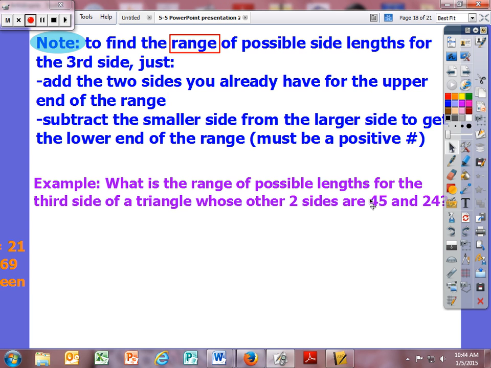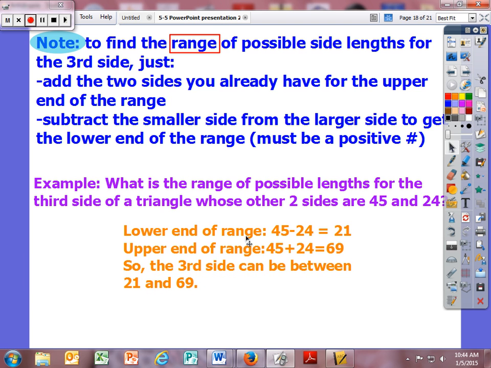Okay, so if I give you two numbers like 45 and 24, if I want to know the lower end of the range, I'm going to subtract 45 minus 24. If I want the upper end of the range, then I'm going to add them together, 45 plus 24. So notice the lower end of the range is 21. The upper end of the range is 69. So the third side of this triangle can fall anywhere between 21 and 69.